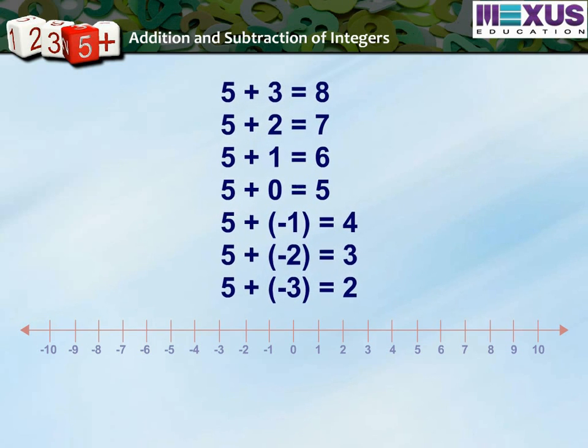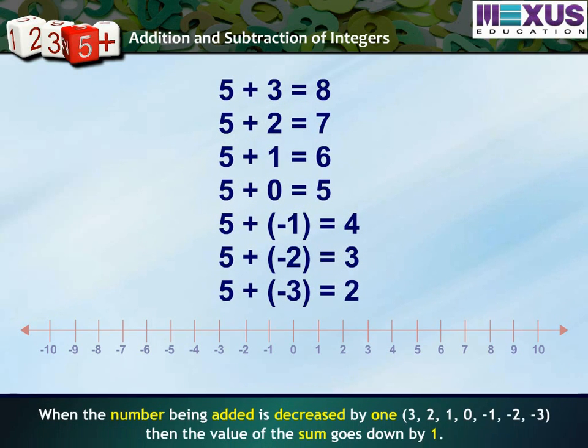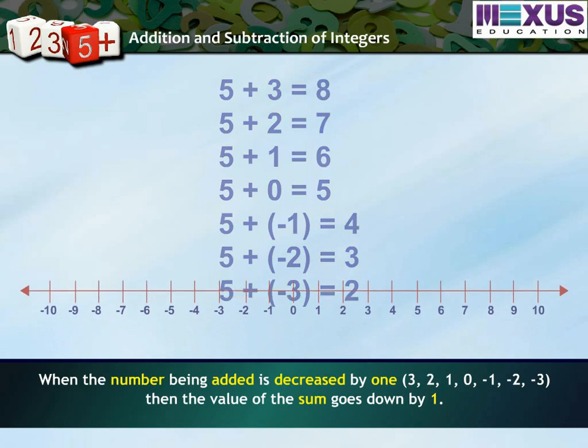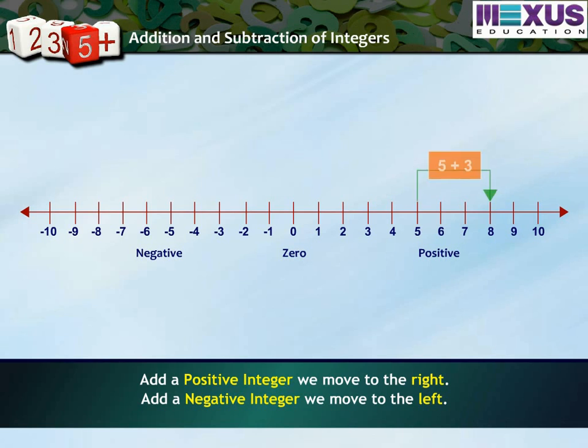Observe the addition given below. We will find that when the number being added is decreased by 1, the value of the sum goes down by 1. If we observe it on the number line, when we add a positive integer, we move to the right. Add a negative integer, we move to the left.